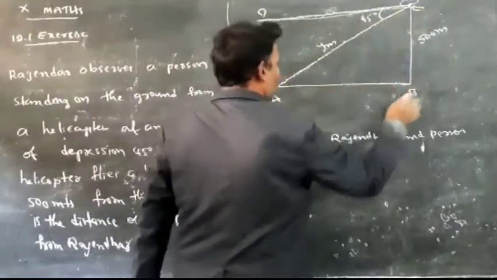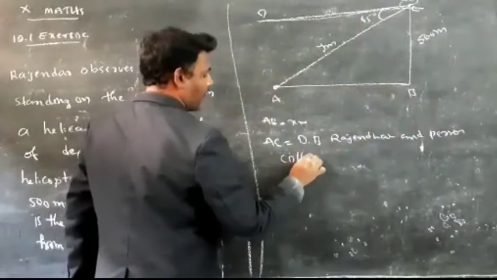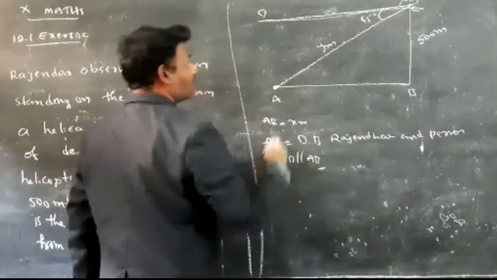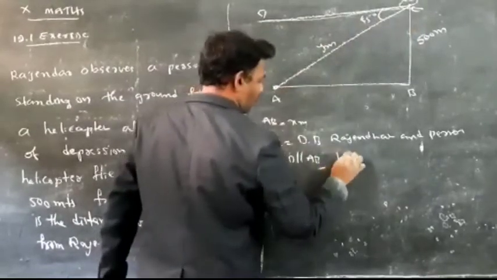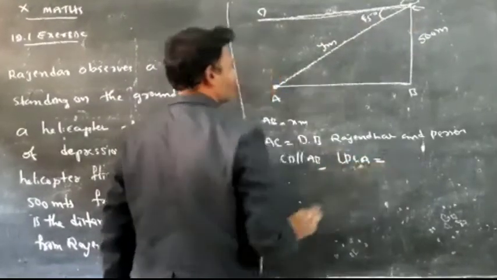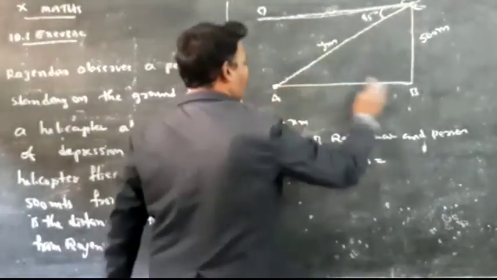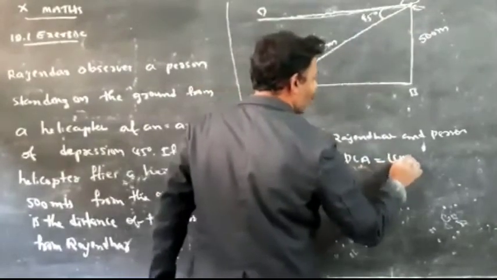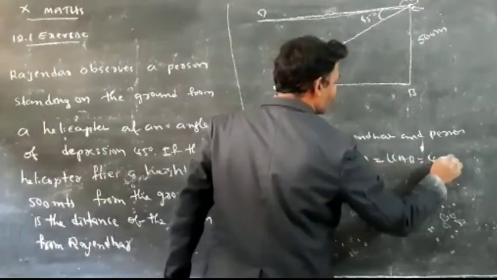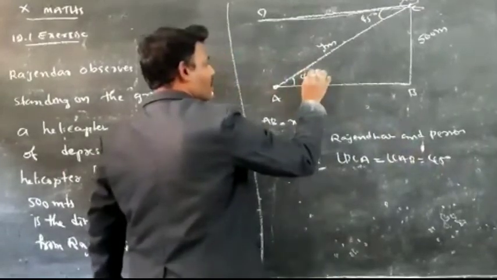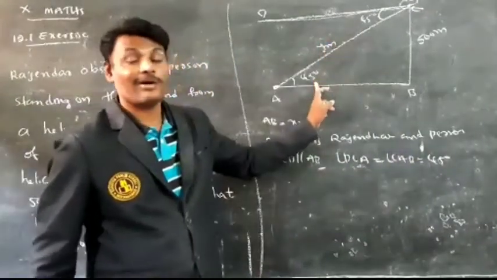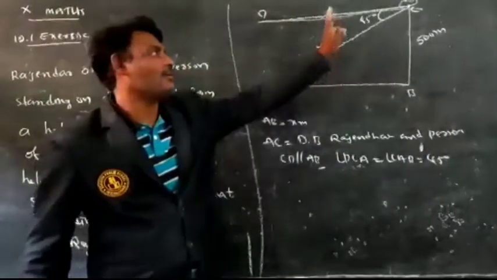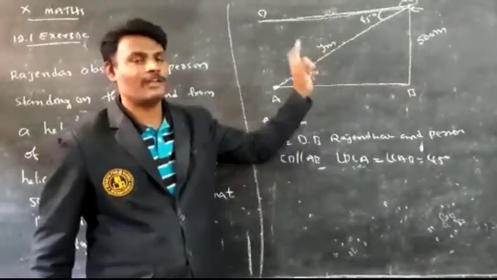Next, see here, CD and AB both are parallel. CD parallel to AB. It means angle DCA is equal to angle CAB. Both are the alternate interior angles. Here also, what is the angle of the CAB? 45 degrees, because these two are the alternate interior angles. Now angle of depression changes to angle of elevation.